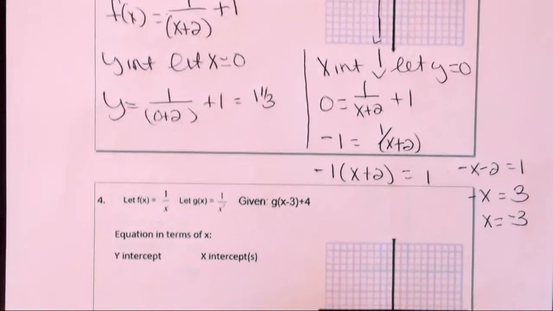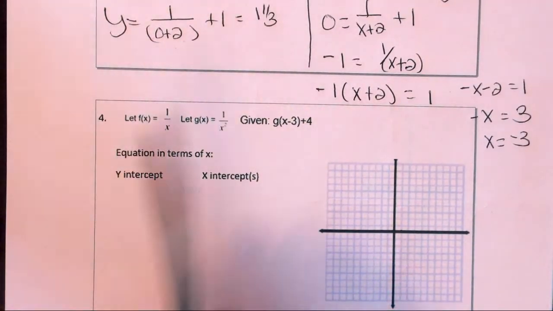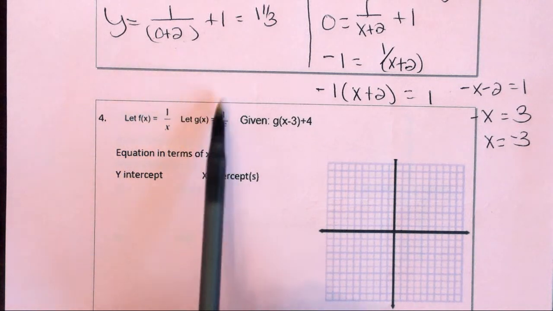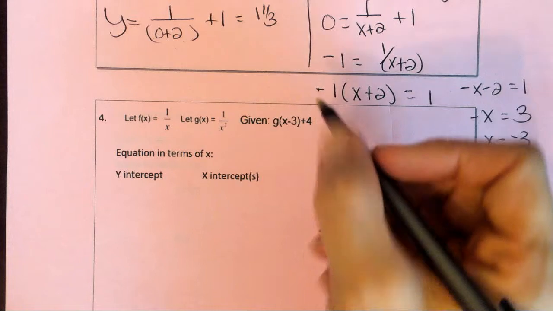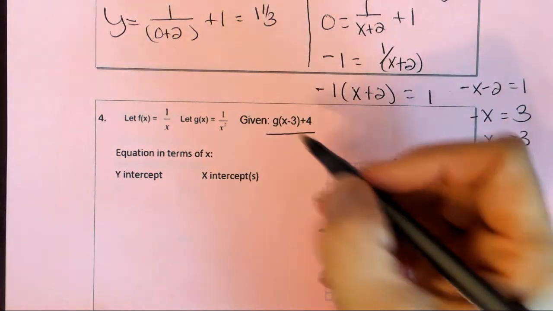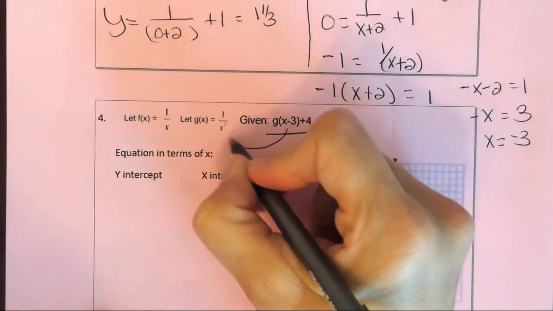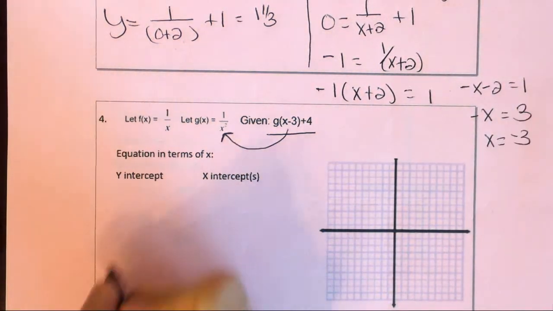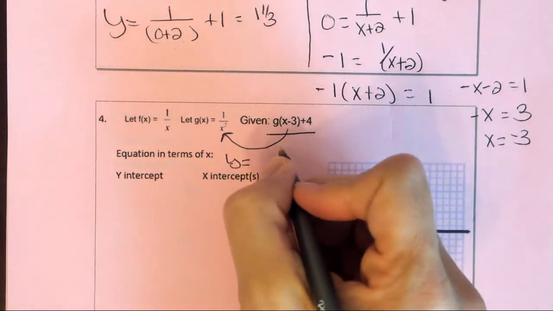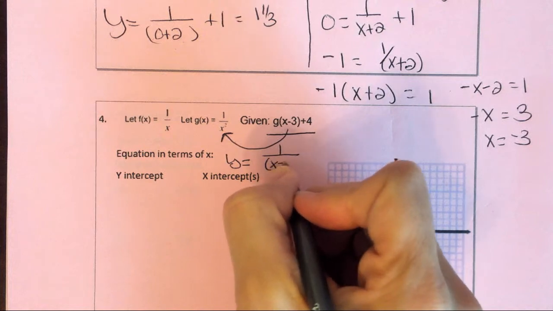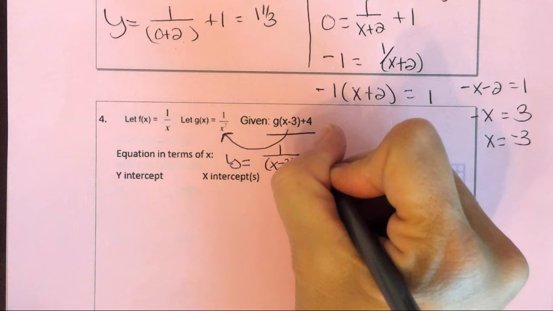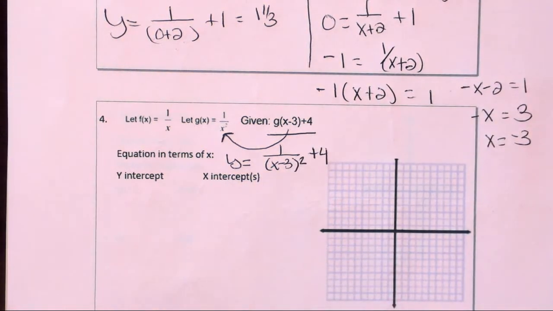Okay, let's go look at number 4. On number 4, it's the same kind of concept. They give me f of x is 1 over x and g of x is 1 over x squared. And they want me to figure out what g of x minus 3, plus 4 is. Well, the x minus 3 is in the parentheses, so it's going to go down here. So I'm going to rewrite it. It says write the equation in terms of x. So y equals 1 over x minus 3. Because we're doing the g function, I have to put my square out here. And then the plus 4 is not in the parentheses.